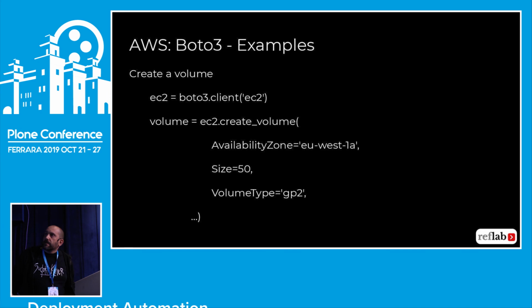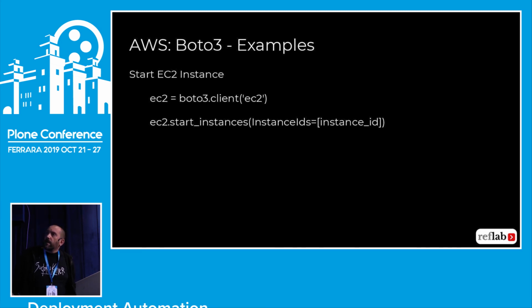This is another example. I create a volume in a specific zone with a size of 50 gigabytes and with a specific type. GP2 is an SSD type of disk. This is the command to start one instance.